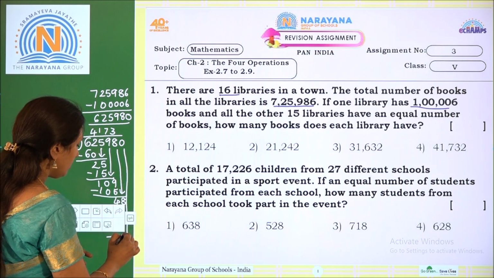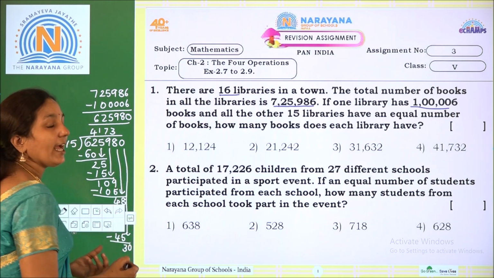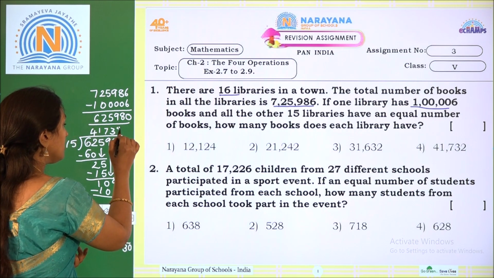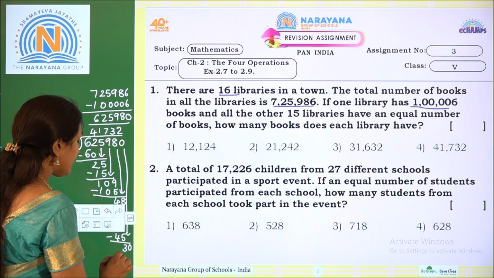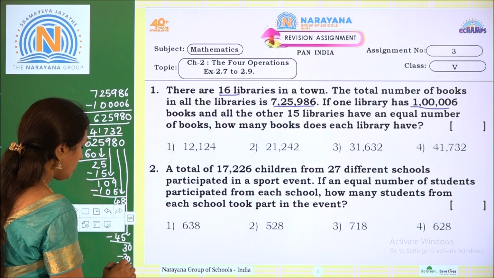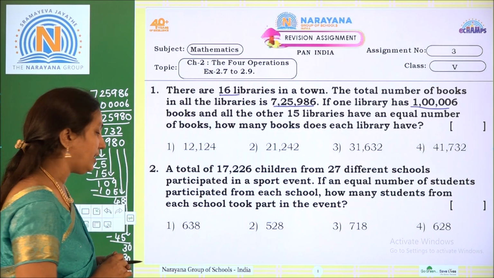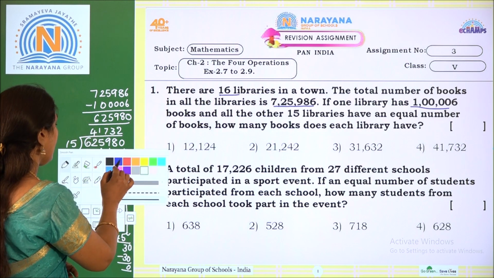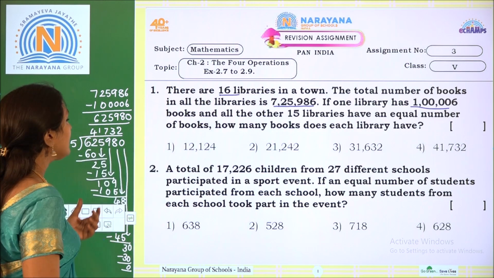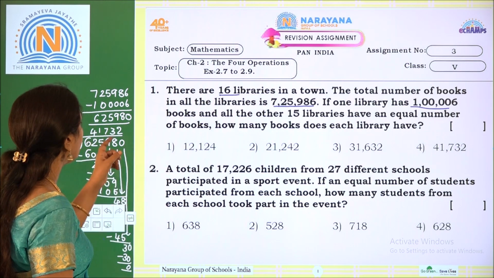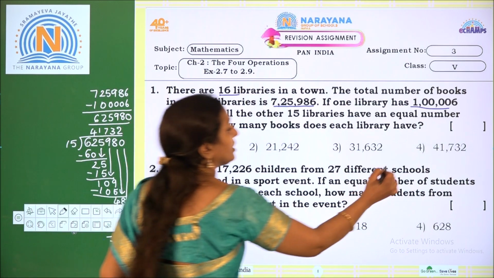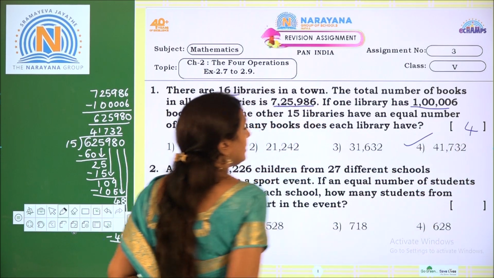Now bring down 0. How many times will it be? 2 times. 2 fifteens are 30. So it is 0. What did you get? 41,732. So which is the correct option of the given ones? 41,732. Option 4. Next one.